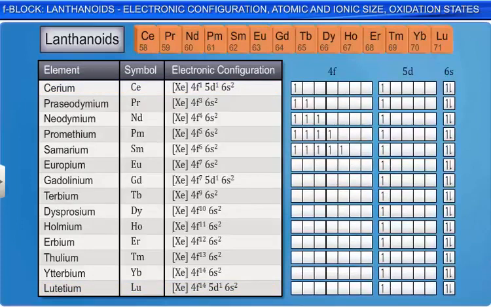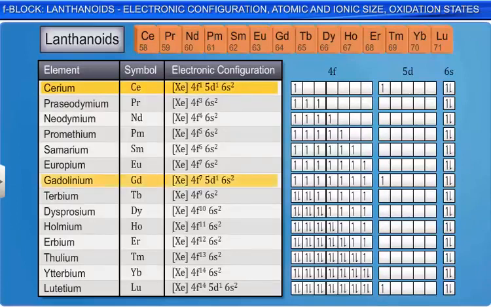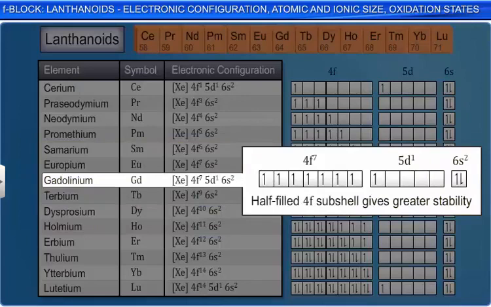However, it is energetically favorable to move the single 5d electron to the 4f level for most of the elements, except cerium, gadolinium, and lutetium. The reason why gadolinium has a 5d1 arrangement is that this leaves a half-filled 4f subshell, which gives greater stability. Lutetium has a 5d1 arrangement because the f subshell is already full.